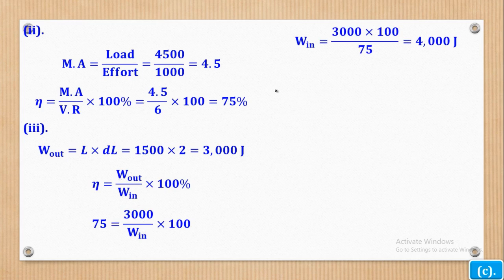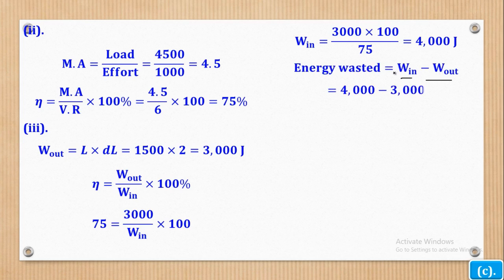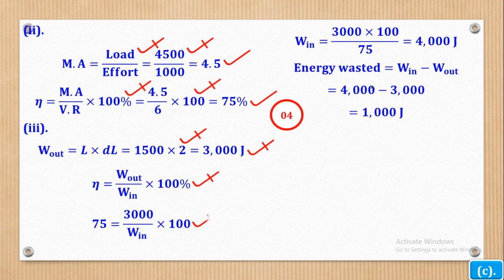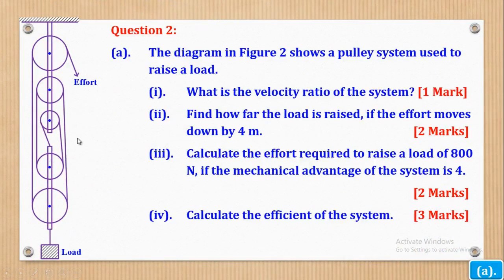So when I make work input the subject, I'll come up with work input as 4,000 joules. But remember, they wanted energy wasted, so energy wasted will be work input minus work output. So I'll subtract 3,000 from 4,000 to come up with 1,000 joules as the energy wasted. So that's how the marks would be awarded. So that was question 1.